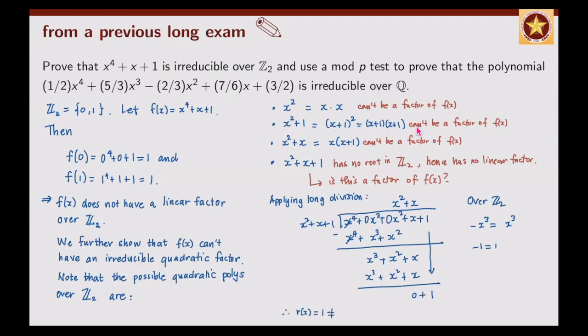And it's not 0. So this means that x squared plus x plus 1 is not a factor of f of x, because if it was a factor, the remainder would have been 0. So you saw, this can be a factor, this can be a factor, this can be a factor. By long division, this also can't be a factor. What is the conclusion? Anybody?